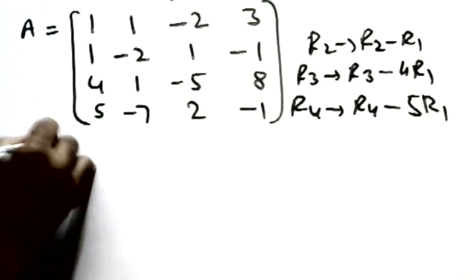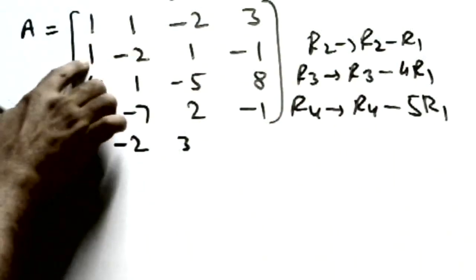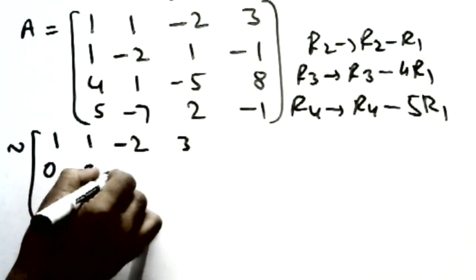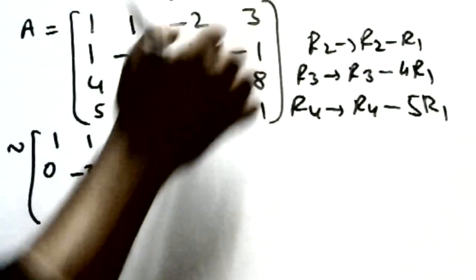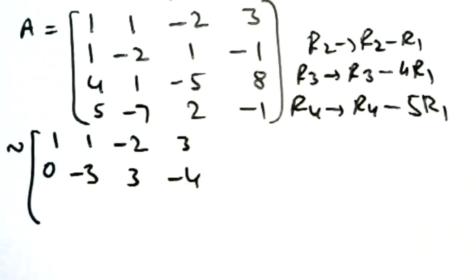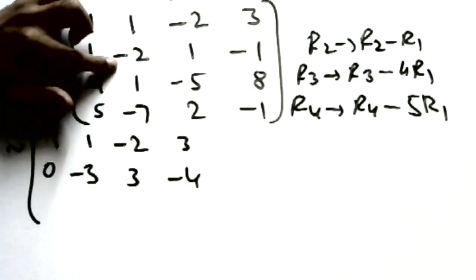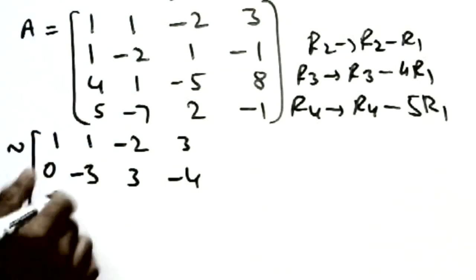Matrix C here is equivalent to, we are not changing the first row, 1, 1, minus 2, 3. This is very easy. R2 minus R1, 1 minus 1, 0. Minus 2 minus 1 is minus 3. 1 minus minus 1 is plus 2, 3. Minus 1 minus 3 is minus 4.